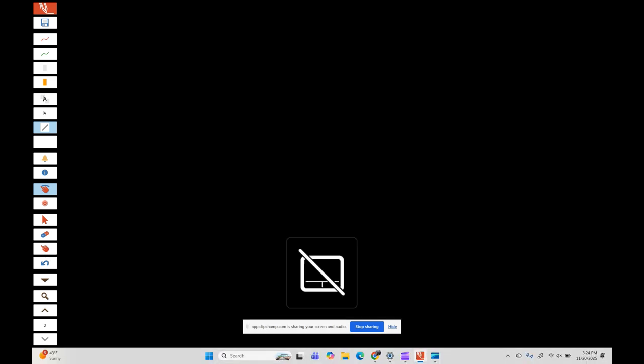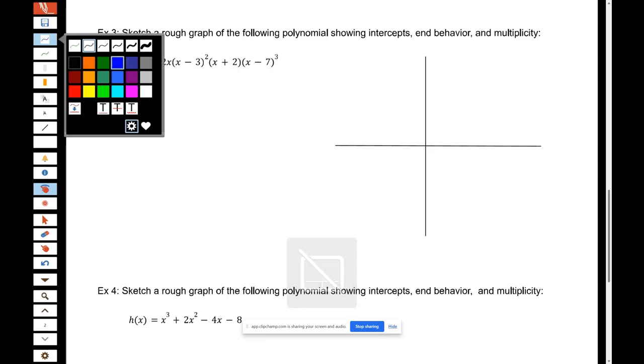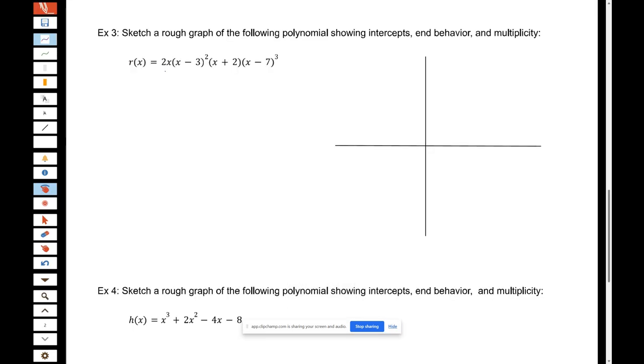So we do know what the roots are. We know that this 2x equals 0 is going to give us a root of 0. This one's going to give us a root of 3. This one's going to give us a root of -2. And this one's going to give us a root of 7. So I'm going to make sure there's 7, 1, 2, this is 3. Here's 0. Here's -2. So we know that our graph has to pass through those x-intercepts. Okay, so that's our x-axis.